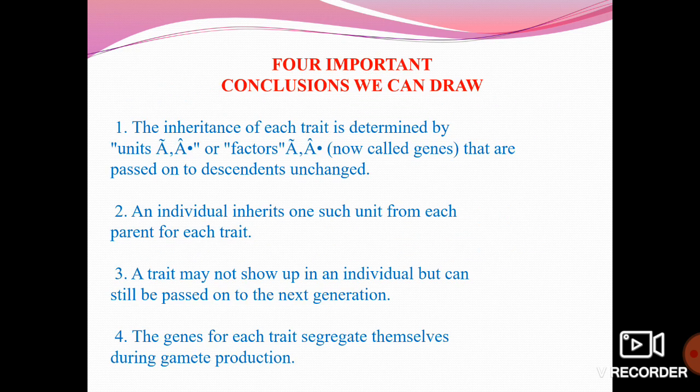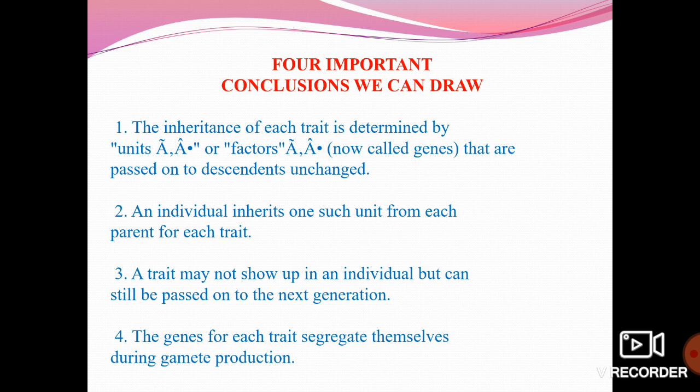Now, as I said, what could be the conclusions? Well, we can draw 4 important conclusions from this. You can see the inheritance of each trait, gene, is determined by units. Now, these are symbolic factors, now called genes. Now, A for alleles, that are passed on to descendants unchanged.